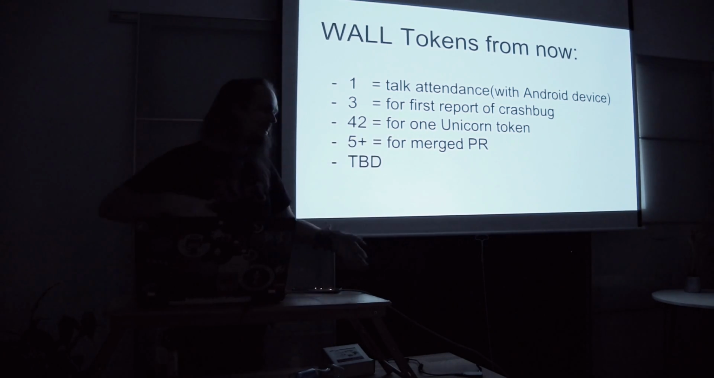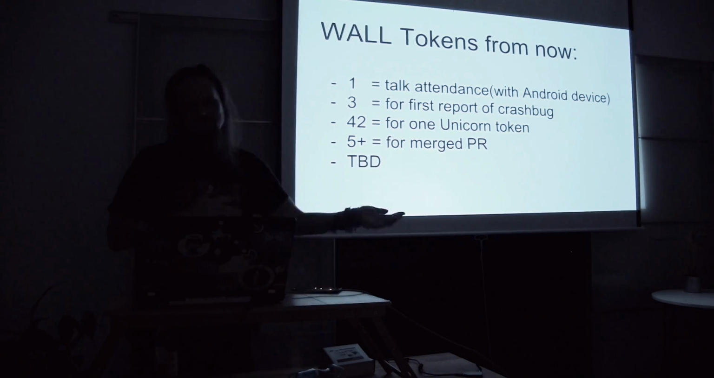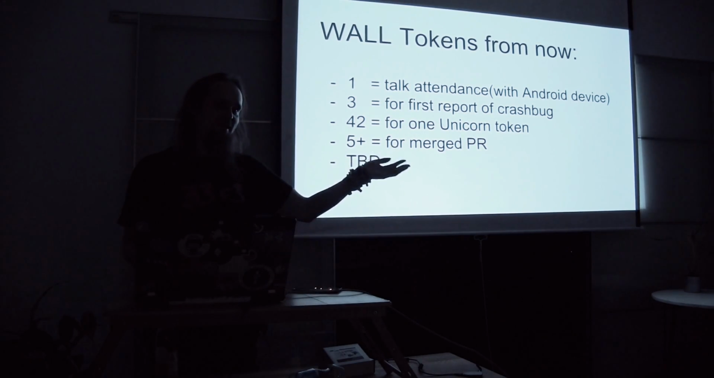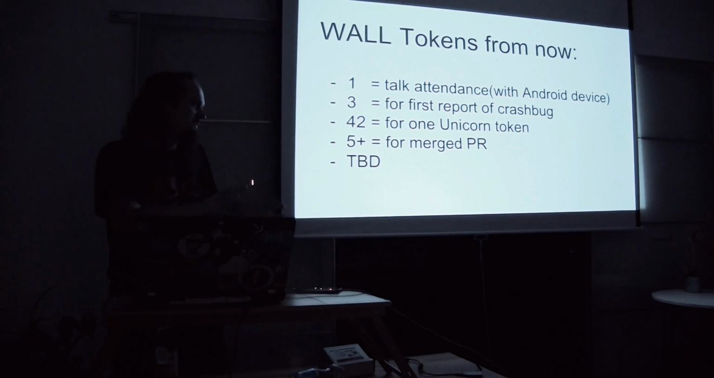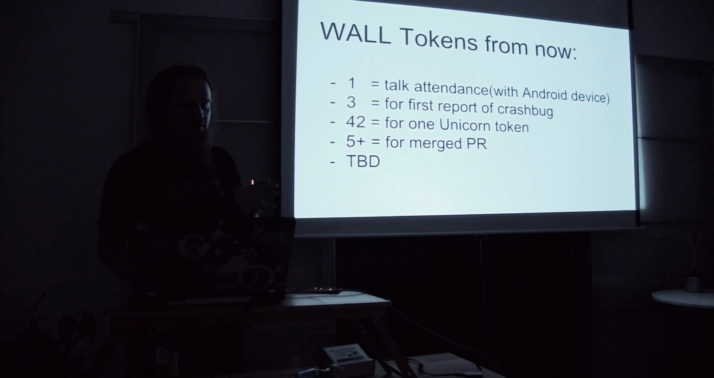If somebody has too much money and got a lot of unicorn tokens and doesn't need them, I would trade 42 for 1 unicorn, and 5+ for a merged PR. And I'm open for suggestions there. It's basically participation, and that's from now on.